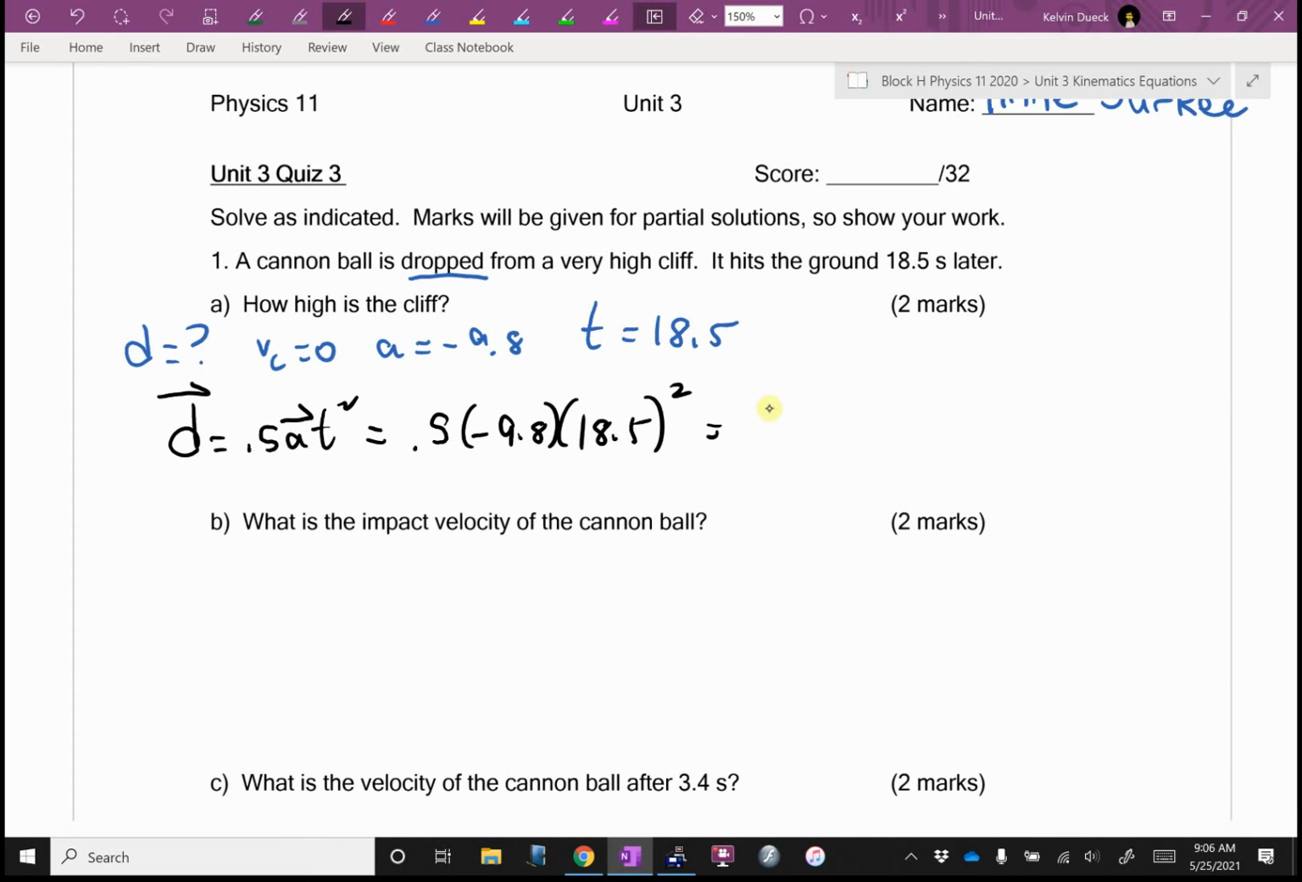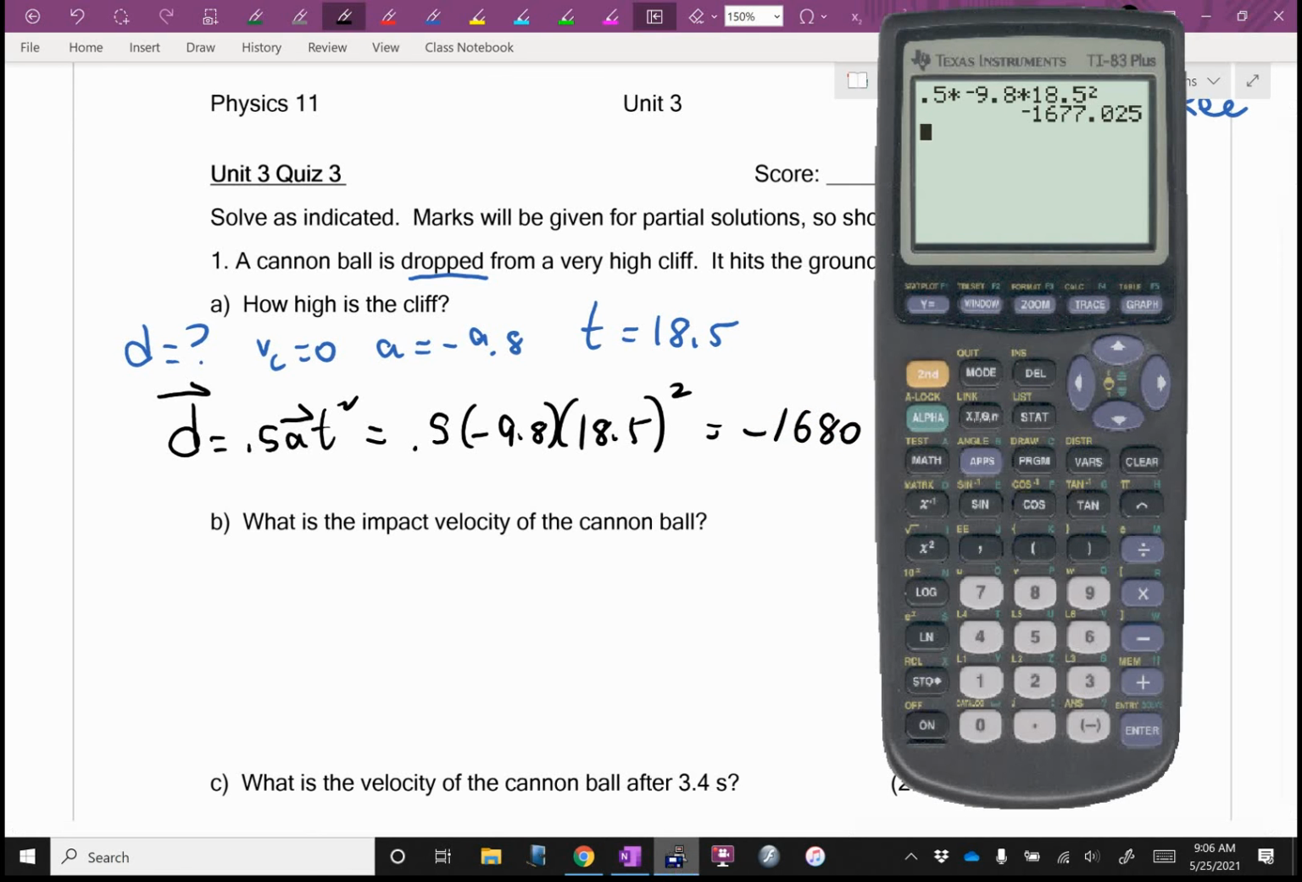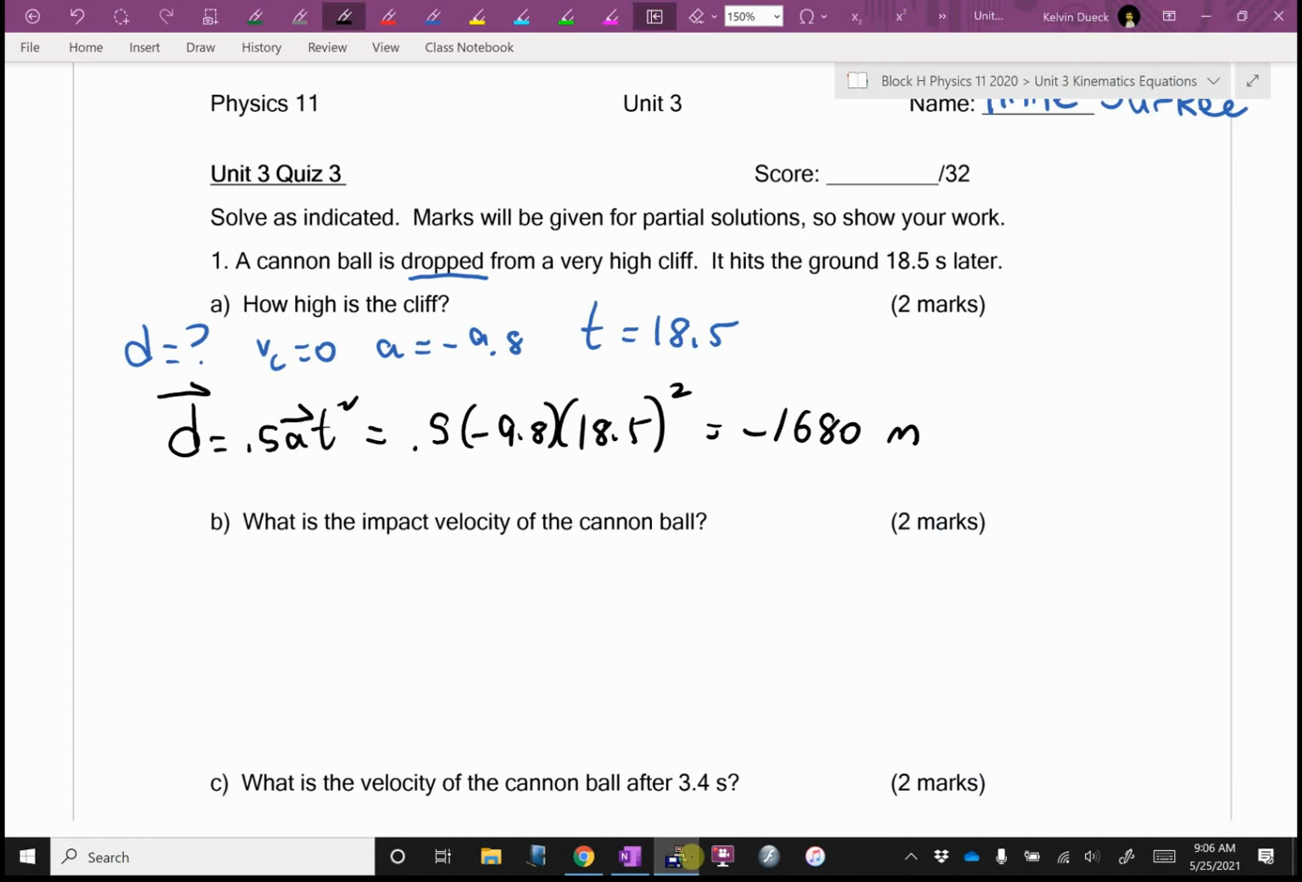If you left the negative off, I won't freak out. If you left it on, I'm fine with that. If you didn't round to 3 sig figs, if you wrote it as negative 1677.025, I'm fine with that. If you said negative 1,670, I would take a half mark off because we round off, we don't chop off. That 7 would become an 8 if you round off to 3 sig figs. I would give you 1 mark for that. Half mark for the numbers, half mark for the answer.